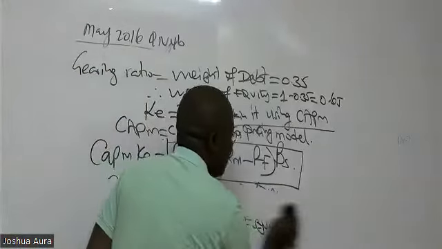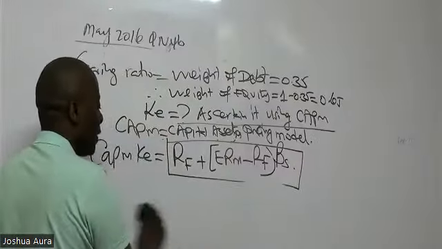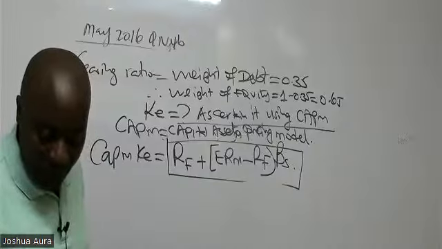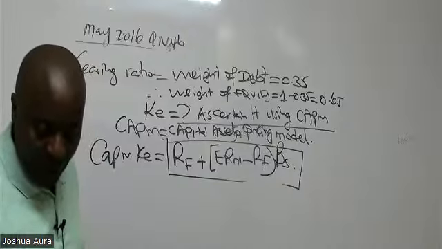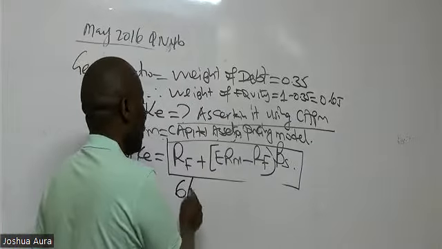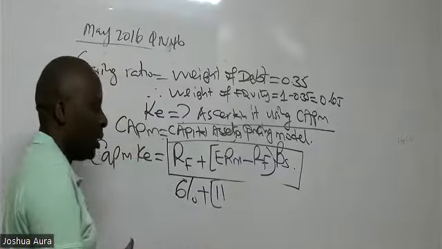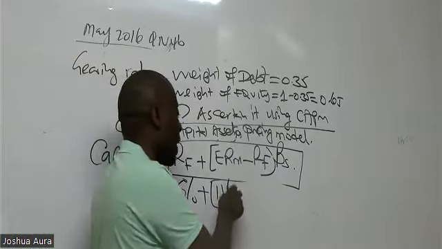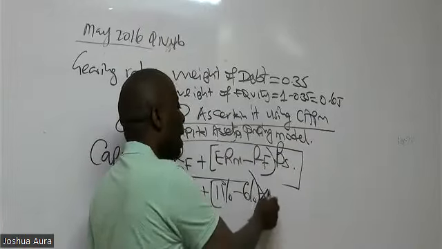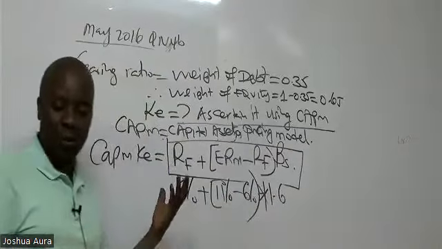So the most important thing here is that they have already given us the risk-free rate of return in the last sentence. The risk-free rate of return is 6%. So 6% plus, they have also given me the market return. They've told me that the market return is 11%, minus this 6%, multiplied by beta, which was 1.6. So here you have to be very careful with BODMAS.